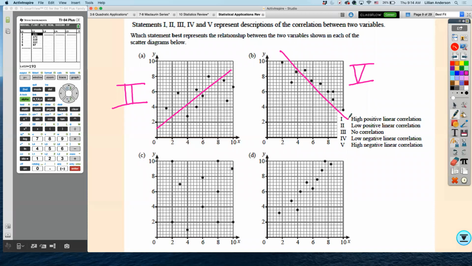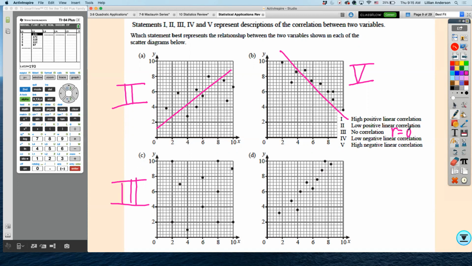For C, Semi, what'd you get? I said no correlation. Very good. There's not a particular pattern between our data. It's not heading upwards or downwards like it was in A, B, and even in D. Yes, there's no correlation. No correlation would mean that r is equal to what number? Anyone? 0. Exactly, equal to 0. Because 1 would mean a perfect correlation. Either 1 or -1 would be a perfect correlation.